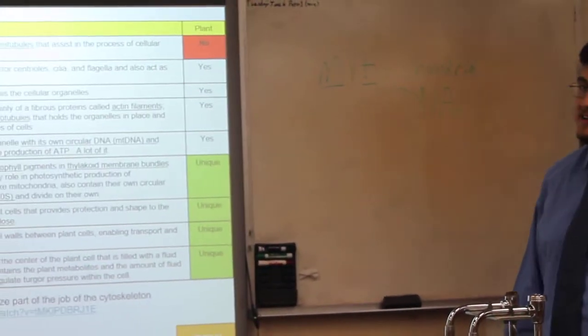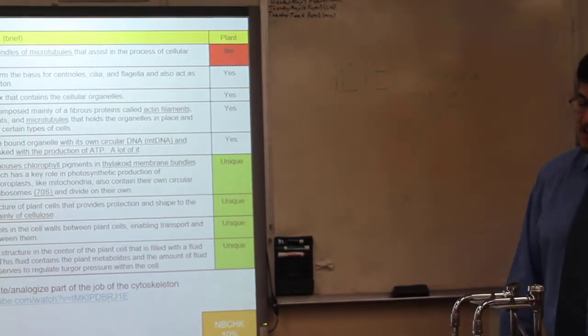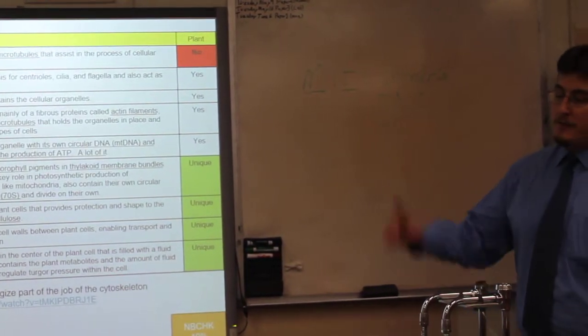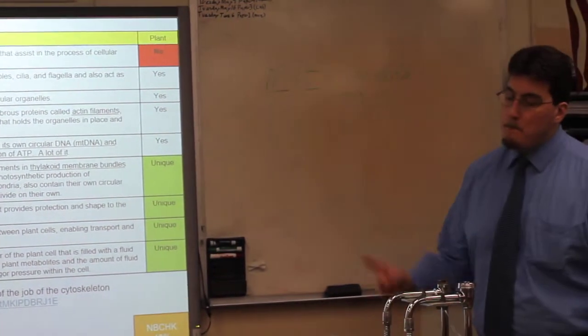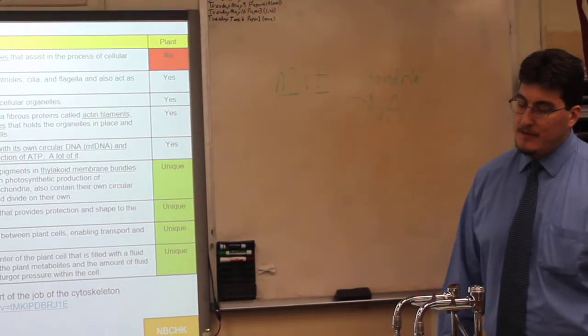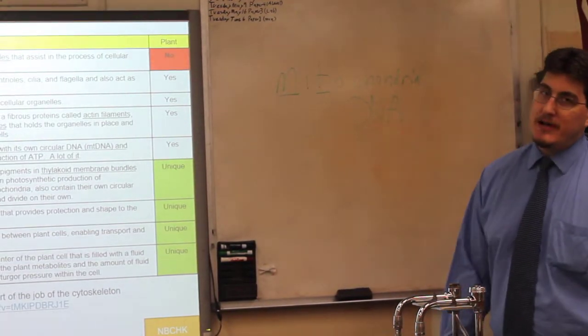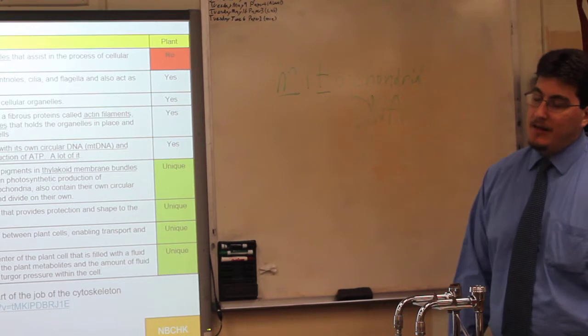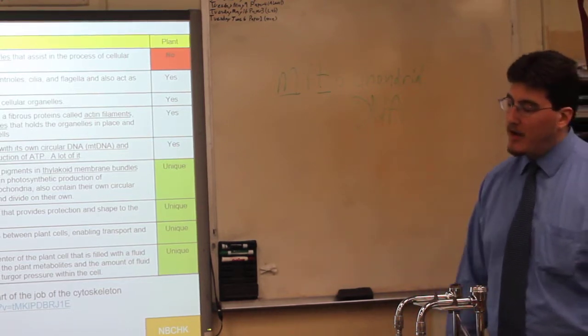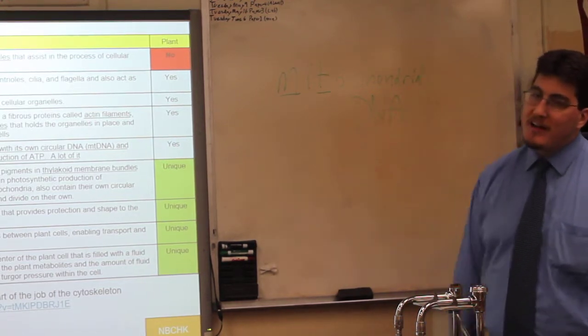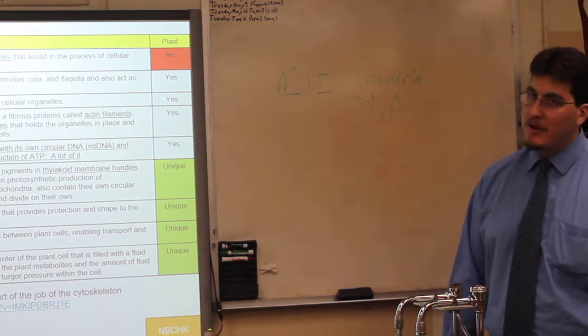They produce ATP. I'm going to give you 3 rules. First rule of mitochondria, make ATP. Second rule of mitochondria, make ATP. Third rule of mitochondria, make more mitochondria so you can make more ATP.